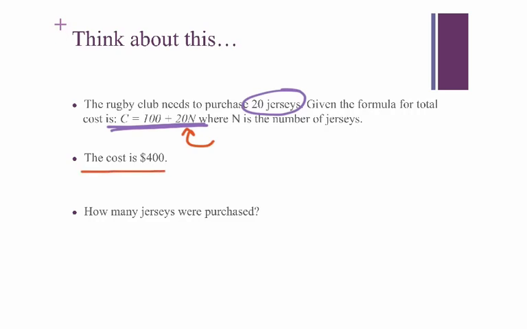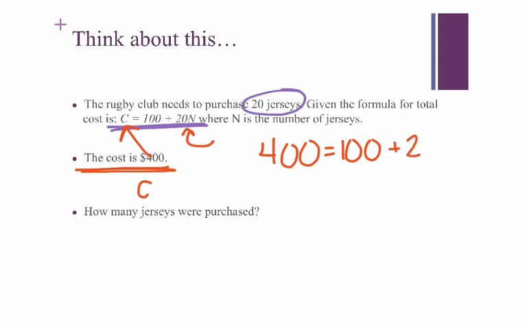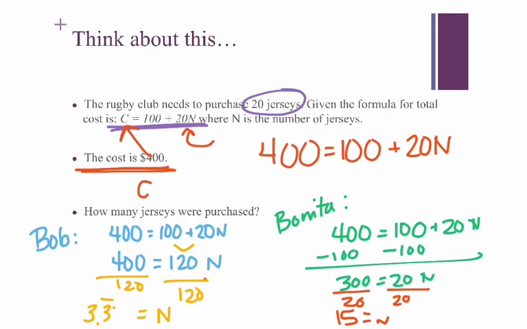Now, we are given that the cost is $400. So since that is the cost, that is our C value, I'm going to substitute that in for C. So 400 is equal to 100 plus 20n. So I'm going to show you the work of two students. I want you to think about who did the math correctly. So go ahead, pause this video and see, did Bob or Benita do their work correctly?